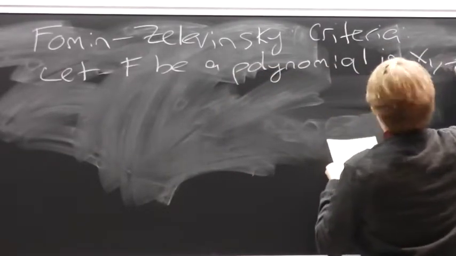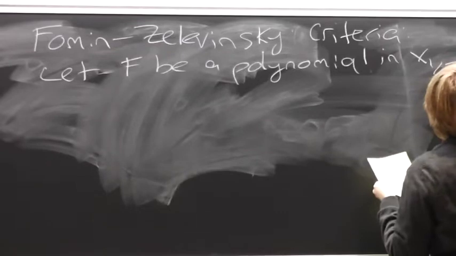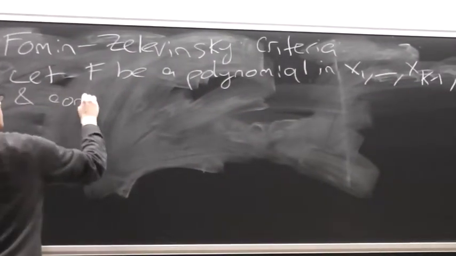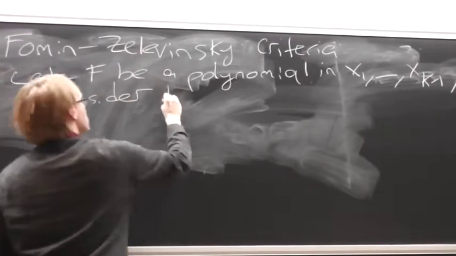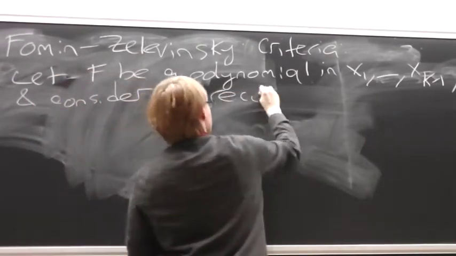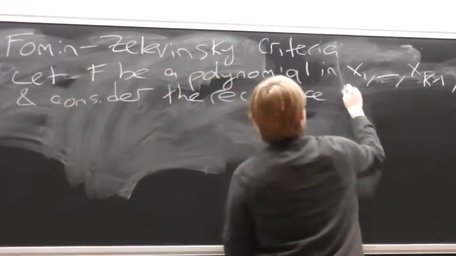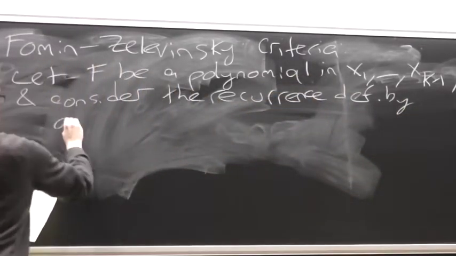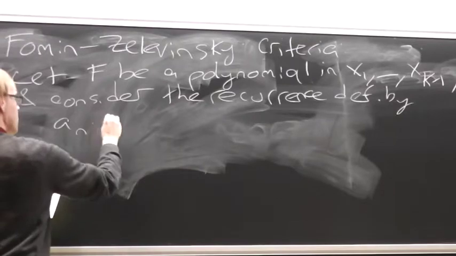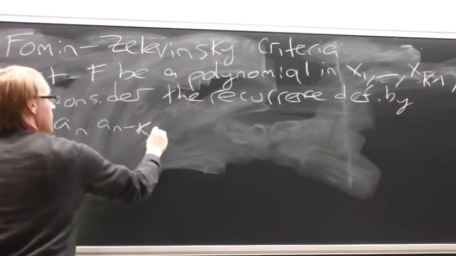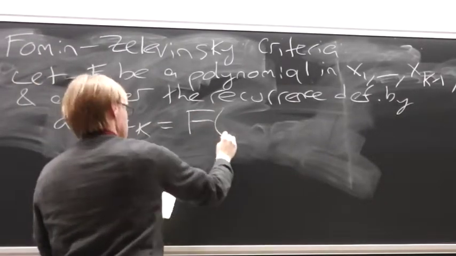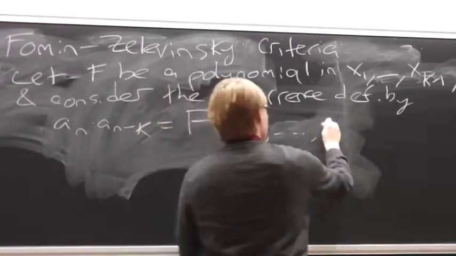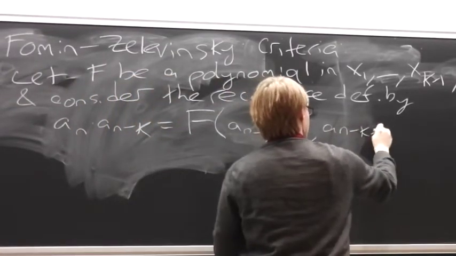So let f be a polynomial in x1 to x sub k minus 1, and consider the recurrence defined by a sub n times a sub n minus k is f of a sub n minus 1 to a sub n minus k plus 1.